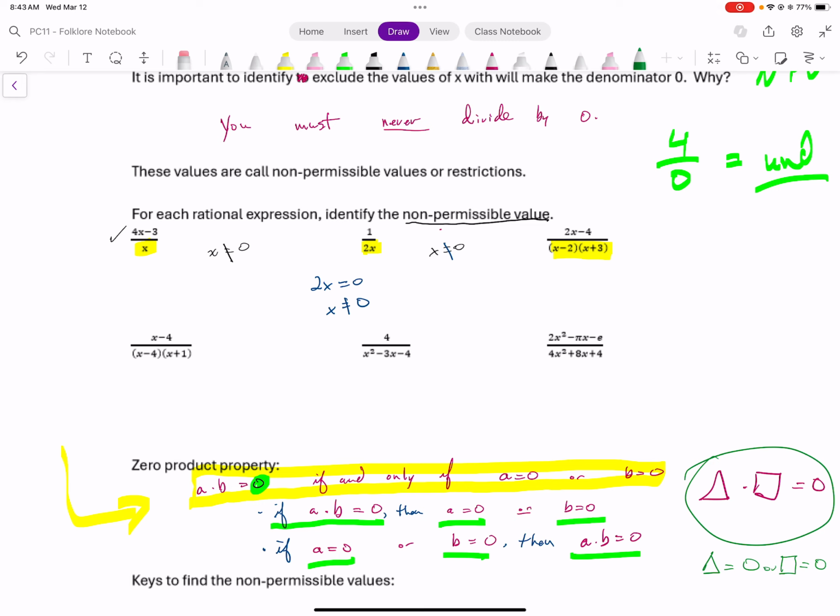Now, instead of numbers, I'm going to use the word factors. So let's take a look, revisit this. When is this denominator equal to 0?